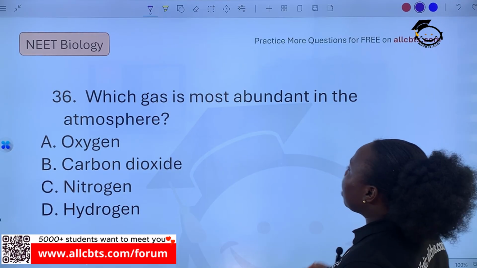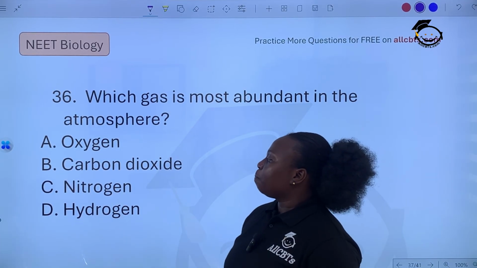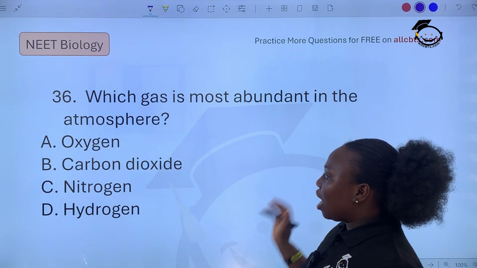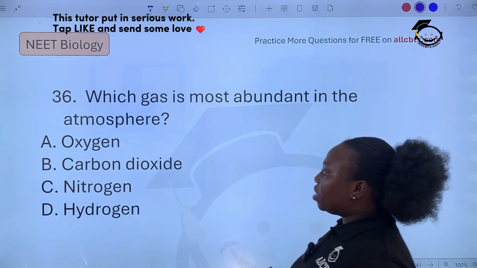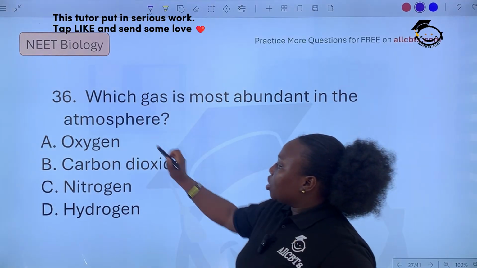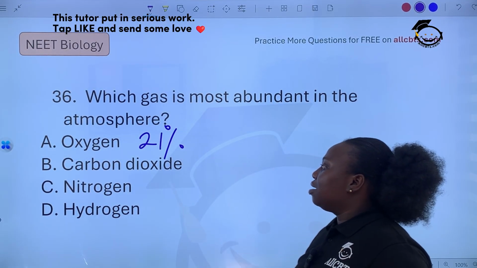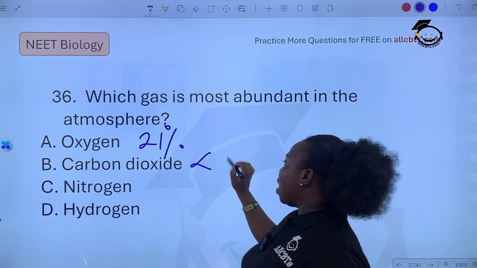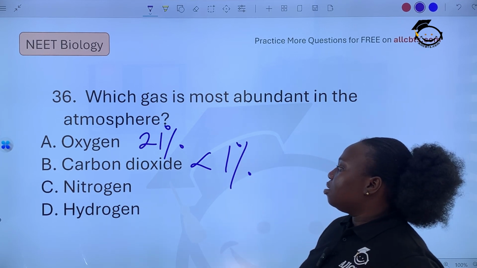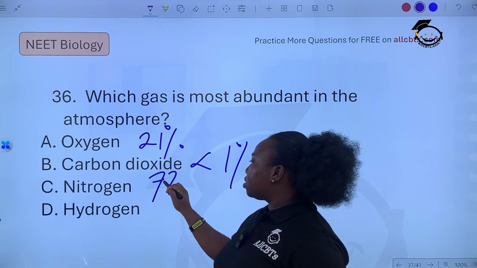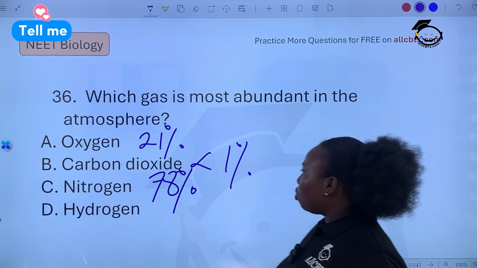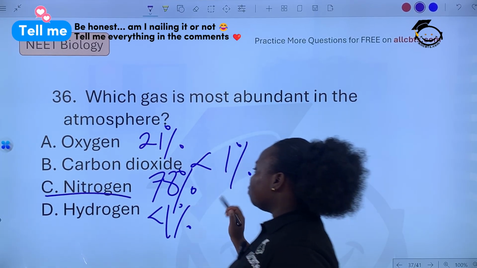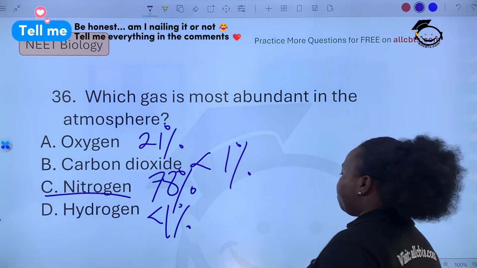Number 36, which gas is most abundant in the atmosphere? A, oxygen; B, carbon dioxide; C, nitrogen; D, hydrogen. Now, in the atmosphere, oxygen is 21%. Carbon dioxide is less than 1%. Nitrogen is 78%. Hydrogen is also less than 1%. So our answer here is nitrogen because it makes up 78% of the atmosphere.